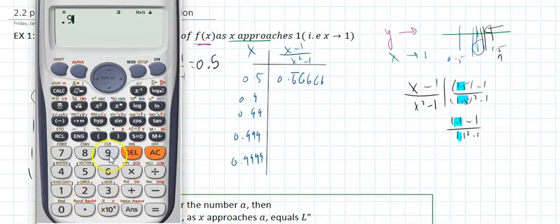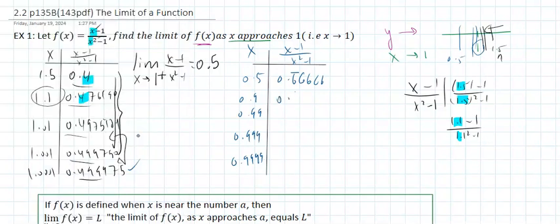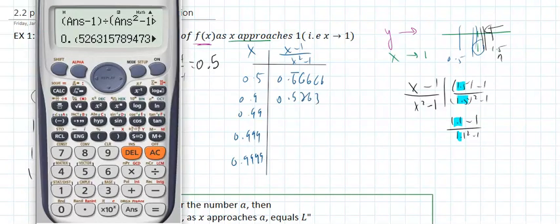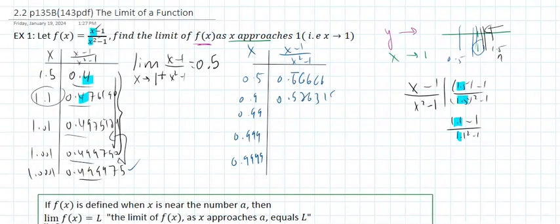How about if I get closer to 1.9? Enter. Now it's stored in my answer. Recall. And I'm getting 0.5263157894... Oh, it touched it again.